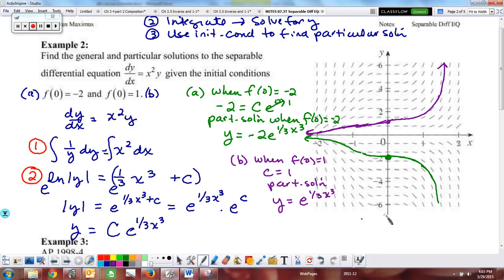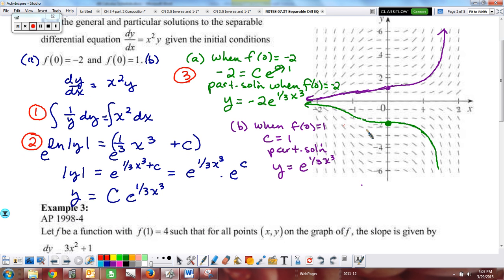All right, so that's the idea, that we first separate, integrate, solve for y, and then use our initial conditions over here for part 3 to find particular solutions. And then if we have our slope fields, we pretty much already know what they're going to look like.